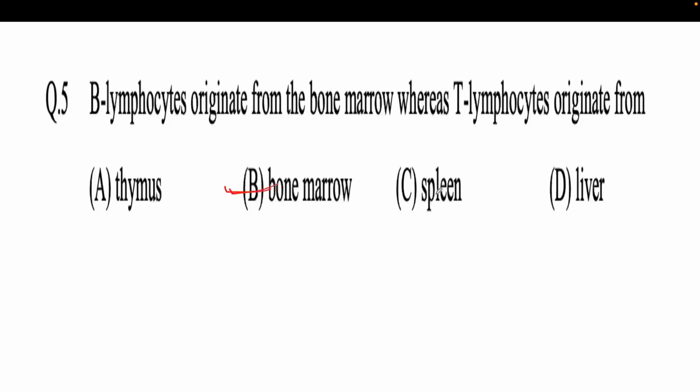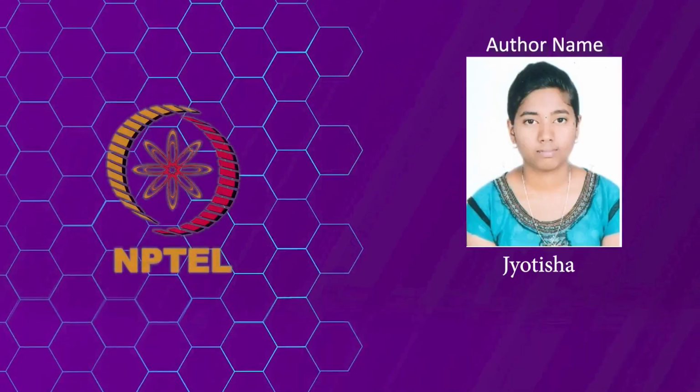Whereas thymus is the place where T lymphocyte maturation takes place, and bone marrow is the place where T lymphocyte originates from the hematopoietic stem cell. So the correct answer of this question will be bone marrow.